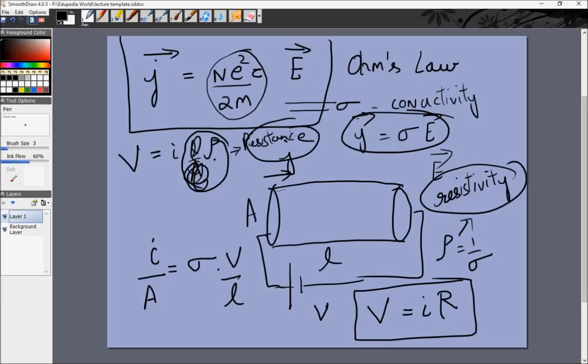Just like you have resistance and resistivity, you have conductivity and you have conductance. Conductance is 1 by resistance, and it's generally not used, but it's nice if you know it. So conductivity and resistivity are properties of the material; conductance and resistance are properties of the actual object.